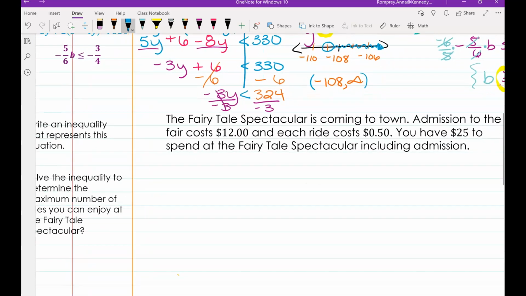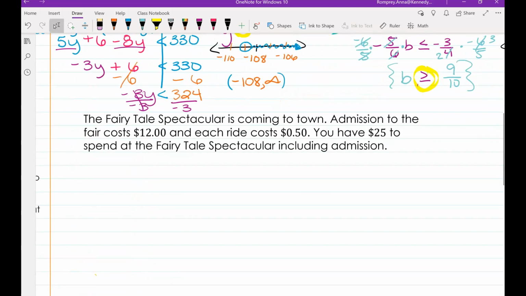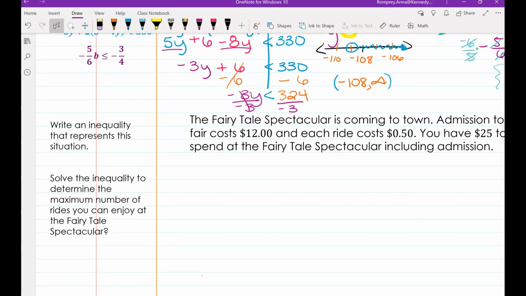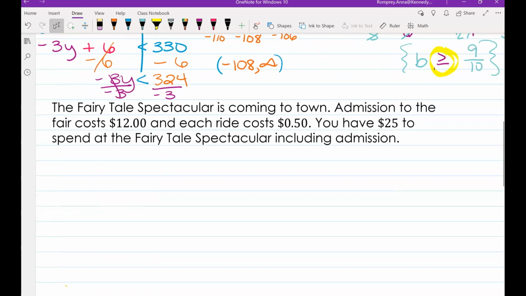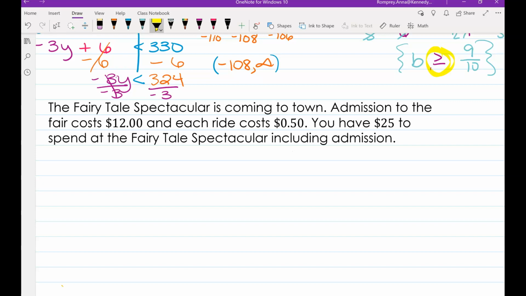Alrighty, so let's look at the fairy tale spectacular. The fairy tale spectacular is coming to town. Woohoo! Admission to the fair costs $12. Each ride costs 50 cents. You have $25 to spend at the fairy tale spectacular, including admission. So it first wants us to write an inequality that represents this situation. What's our important info? Well, we have to pay to get in. So first, our admission is $12. So we start off with $12 right there. I already spent it just by walking through the gates.